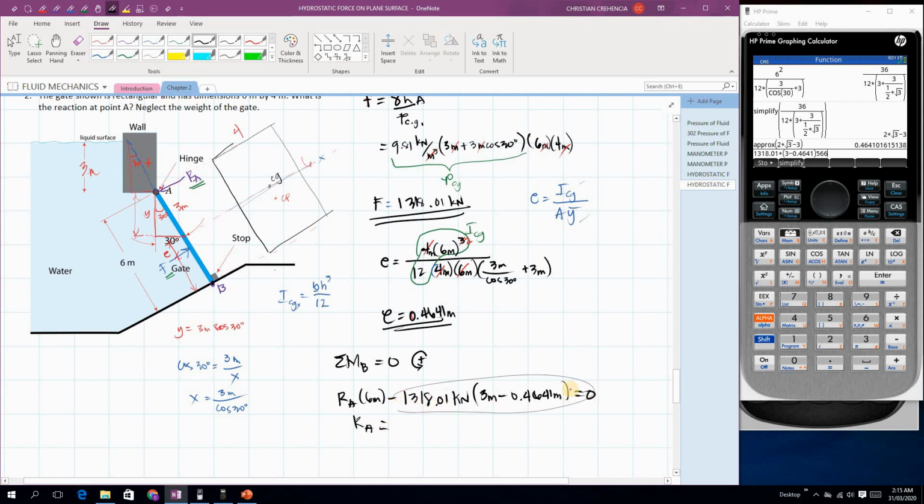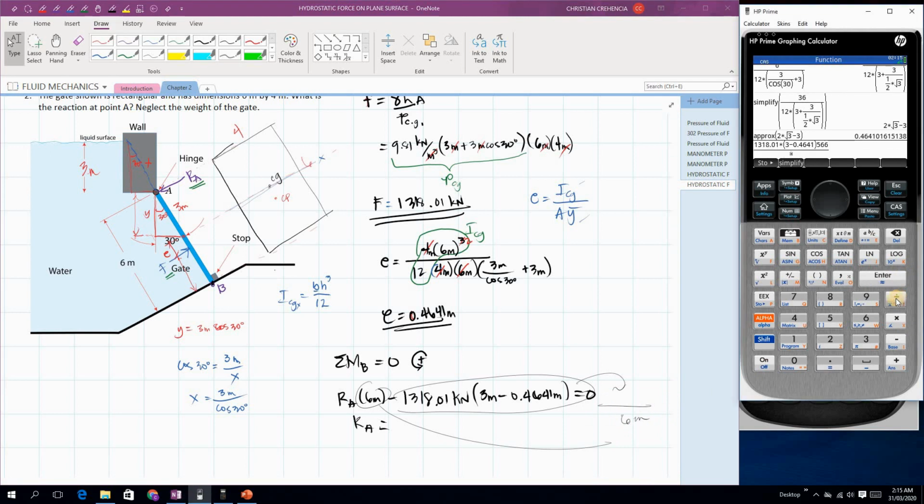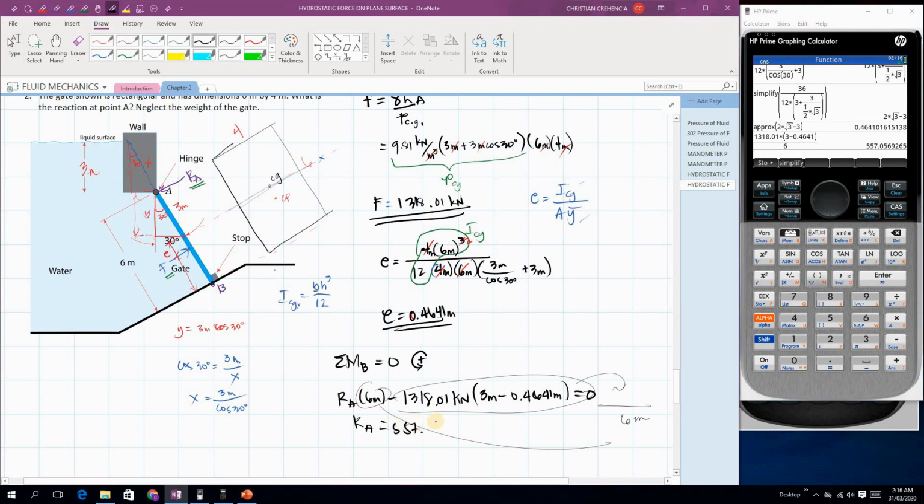Okay. So, ito is lilipat natin sa kabilang side. Then, saka natin siya i-divide ng 6 meters, then divided by 6. Oops, may napindot pala dito. Escape. So, wala na tong 566. Okay. So, we have 557.06 kilonewton.